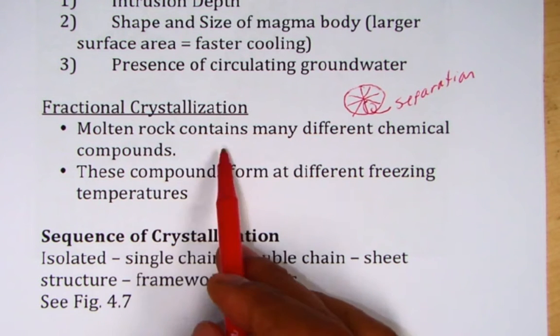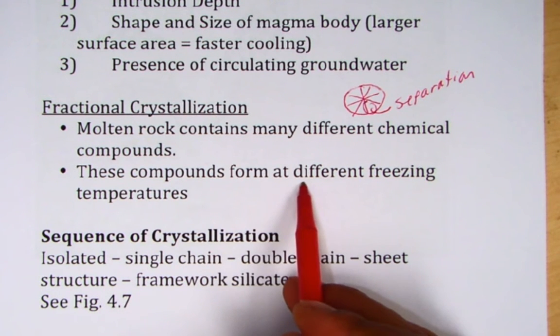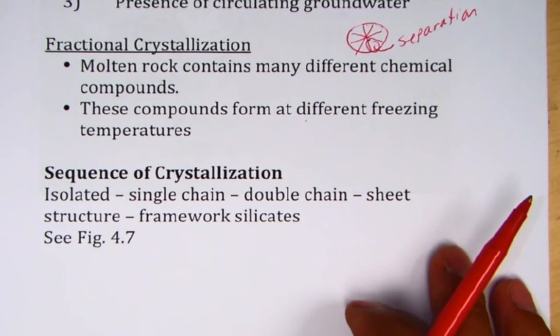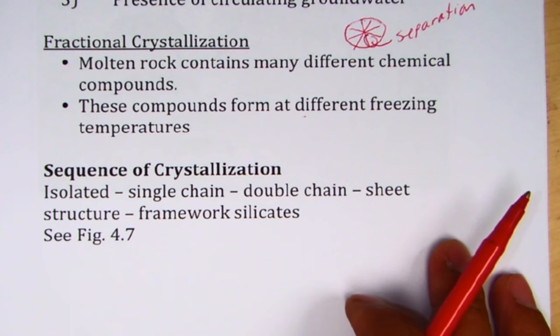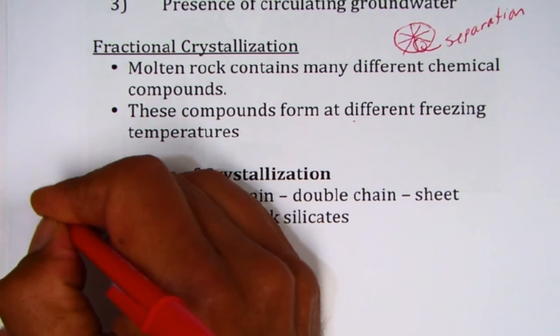Molten rock contains many different chemical compounds. Each of these compounds forms at different freezing temperatures. And so there's a definite sequence of crystallization. So it starts off with, we can think of this as high temperature over here.